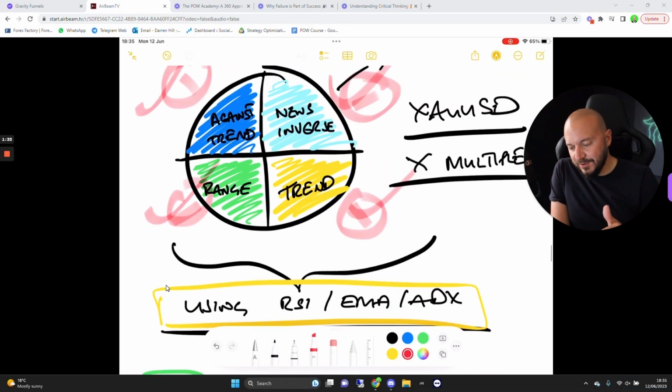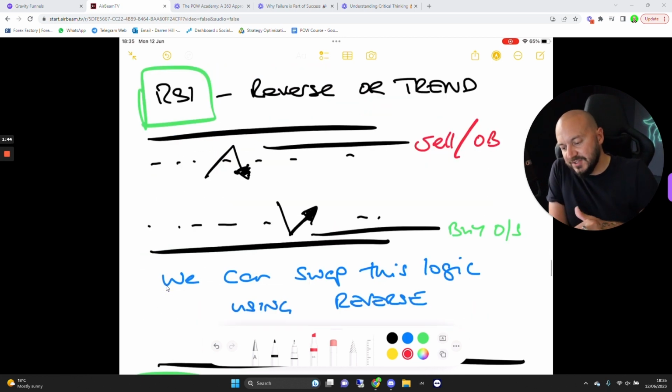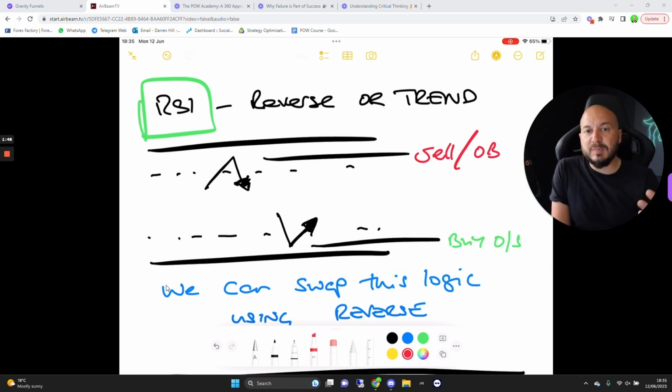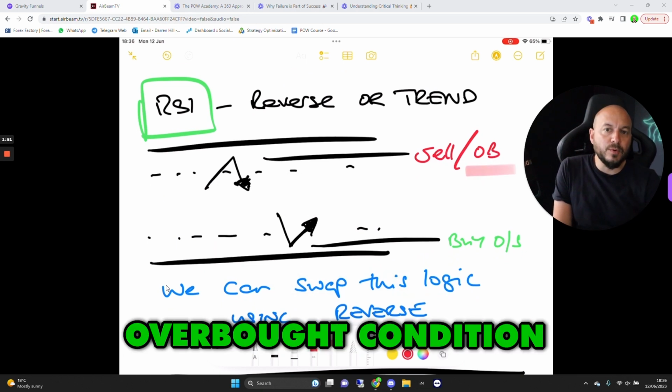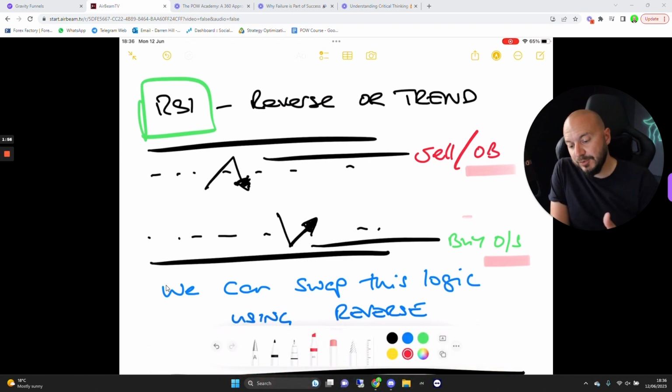So ultimately, in order to find these strategies, we need to be looking at using RSI, the EMA, and the ADX to do that. So this is what I'm going to run through right now. Now, RSI stands for Relative Strength Index. It's normally used by selling when we get into the overbought condition and buying when we get into the oversold condition. So for example, normally we look at levels like 60, 40, 70, 30.